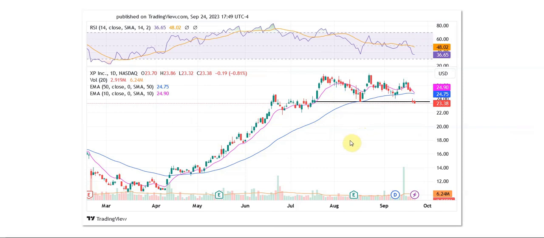So that again is my particular point of view using technical analysis.